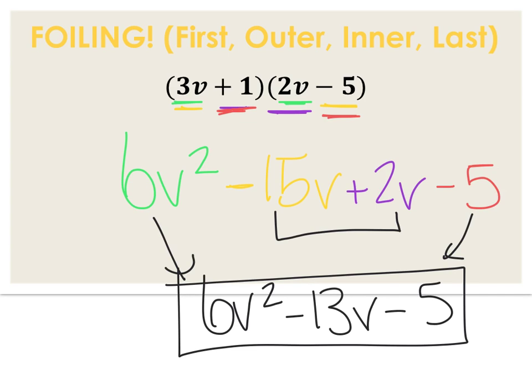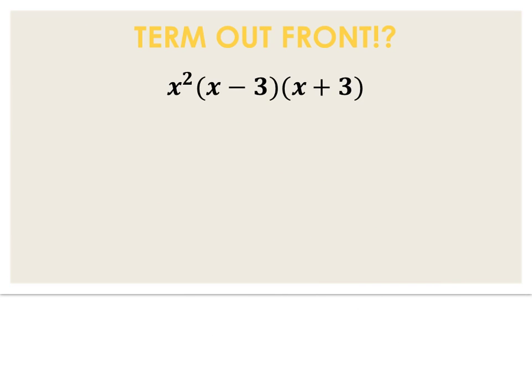Quick refresher on FOIL before, like I said, I take it up a notch. Here is the second problem we're going to do. Go ahead and write that down: x squared, and then x minus 3, and then x plus 3. The first thing I like to do is FOIL these two inner terms. Even though there are three terms being multiplied together, I think it's easier to FOIL first and then worry about the outside term last. So I'm going to bring him down so I don't forget about him.